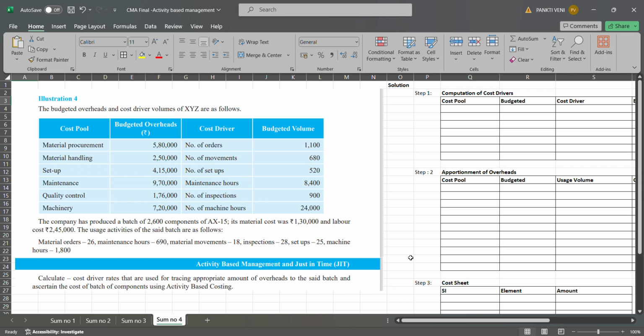We have already recorded lectures wherein we have completed up to sum number 3. In this lecture, we will be completing sum number 4. Budgeted overheads and cost driver volumes of XYZ are as follows. Cost pool they have given: material procurement, material handling, setup cost, maintenance cost, quality control, machinery. We have budgeted overheads 5,80,000, 2,50,000, 4,15,000, 9,70,000.